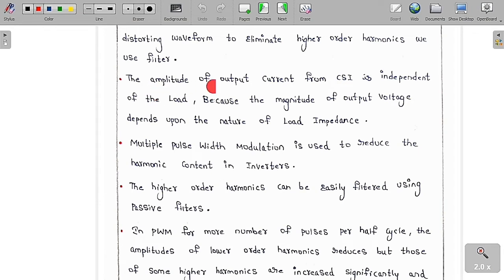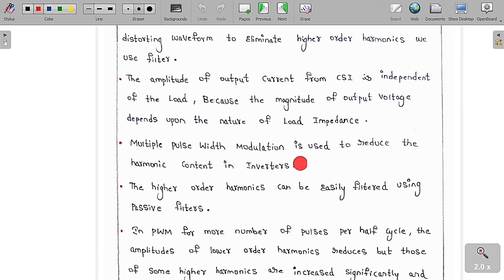The amplitude of the output current from a CSI is independent of the load, because the magnitude of the output voltage depends upon the nature of the load impedance. So I have already told you, for a current source inverter, the output current is independent of the load elements, whereas the output voltage depends upon the nature of the load impedance.